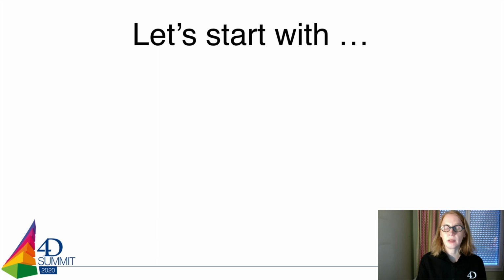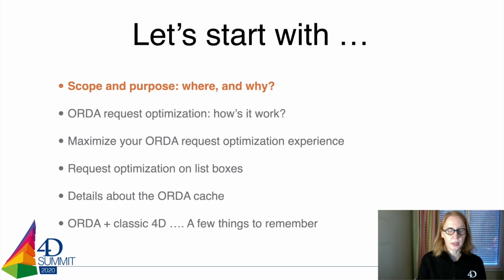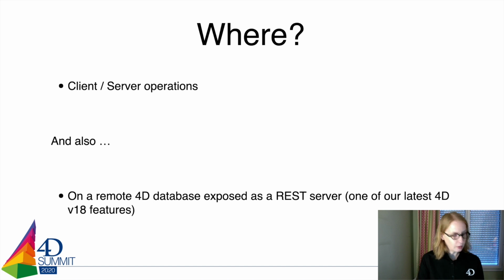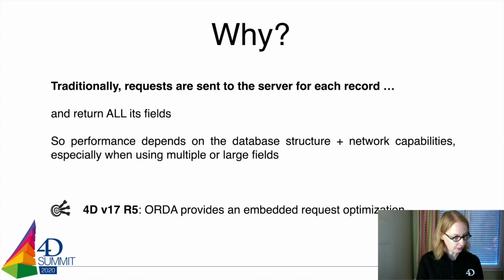Let's start with the first section about the scope and the purpose. The optimization applies on client-server operations, but also on a 4D remote database exposed as a REST server. Before, performance depended on your database structure and on your network capabilities. When working with an entity selection, requests were sent to the server for each record and returned all its fields. So we thought about it, and there is now an automatic optimization, and we are going to learn how it works.